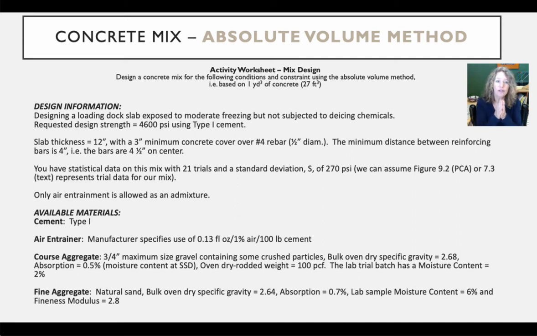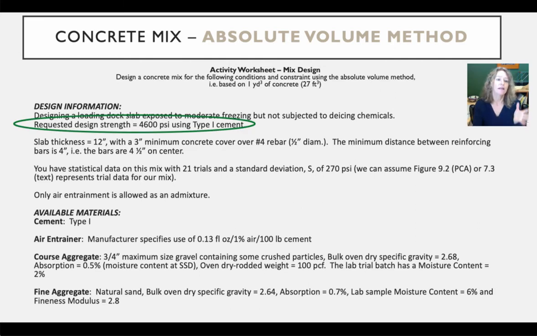Now, here's the deal. If you're making a loading dock, you're going to need a lot of concrete, maybe 8, 9, 10, 12 cubic yards of concrete. I don't know how big the dock is. But when we do the design, we are always making 1 cubic yard, or 27 cubic feet. That's the volume that this absolute volume method will result in. If you need more or less, you simply scale the results.